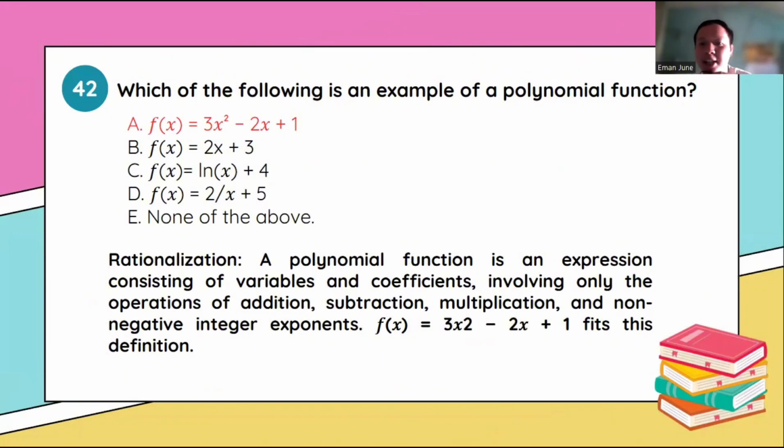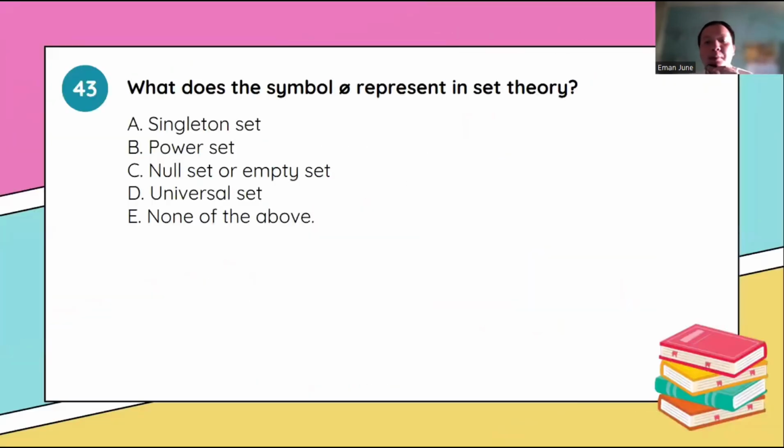So let's rationalize why it's letter A. A polynomial function is an expression consisting of variables and coefficients involving only the operations of addition, subtraction, multiplication, and non-negative integer exponents. So f of x equal to 3x squared minus 2x plus 1 fits this definition. So the answer for 42 is letter A. For question 43, what does the symbol represent in set theory?